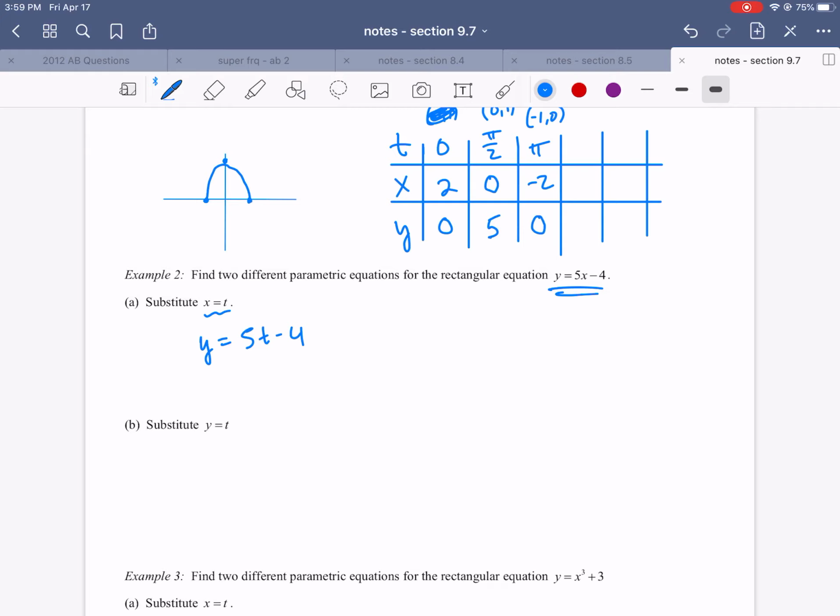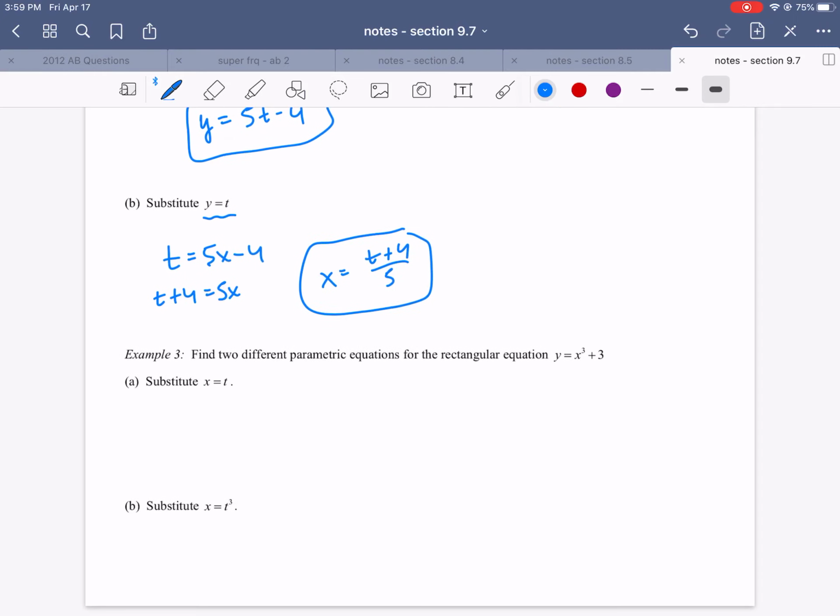Now, substituting y equals t is a little bit more challenging. That is already our y equation, which means we need an x equation. And so starting from this, I'm going to have y, which now is called t, is equal to 5x minus 4. And once I solve that for x, I'll be done. So I'm going to go ahead and add 4 to both sides and then divide by 5. And that's going to give me x is equal to (t plus 4) divided by 5.